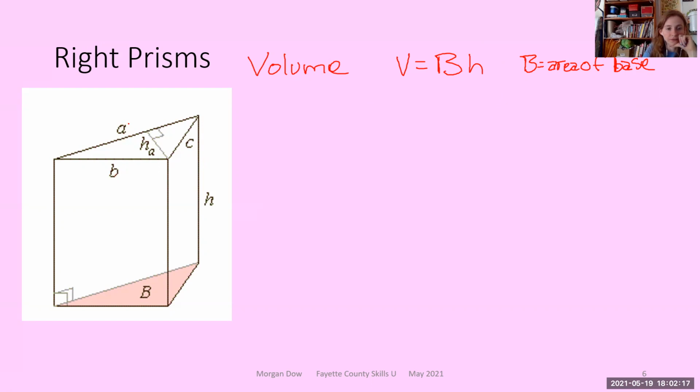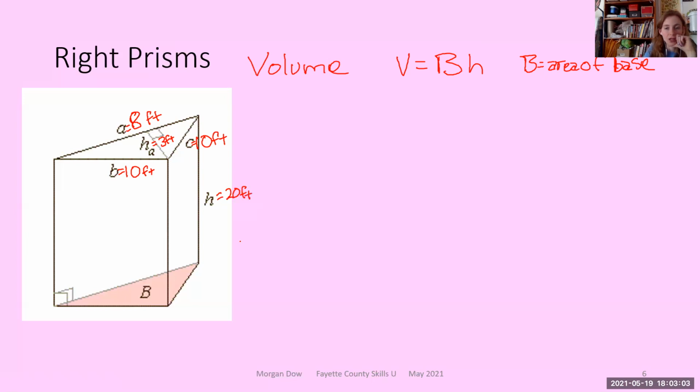Let's see. Let's say this is 8. And say we have 10 and 10. And let's do feet here. And then this h sub a, this height, let's call it 3 feet. And then the height of the prism, let's call it 20 feet.